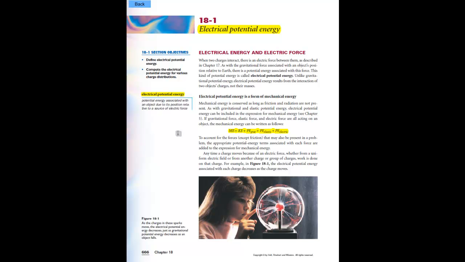For gravitational potential energy, what was your position in a gravitational field? Electrical potential energy, what is your position in an electrical field? So if I change my position in a gravitational field, that related to work done on or by an object. And it's the same thing for electrical potential energy, as we'll see. Changing your position in an electrical field means work was done by a charge or on a charge.